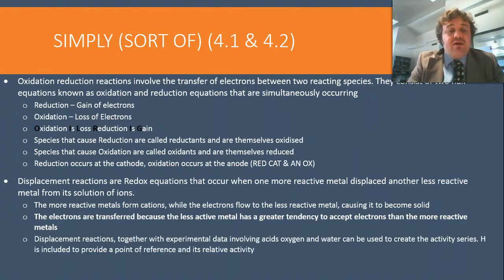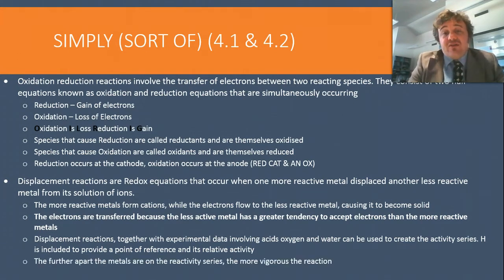and the less active metal is an electron acceptor. So displacement reactions, when we put these together with what we've done experimentally to create the activity series, remember we did that in year 11, we can use this to predict which way they're going to go. So the further apart the metals, the more vigorous the reaction too, and that's actually quite interesting.